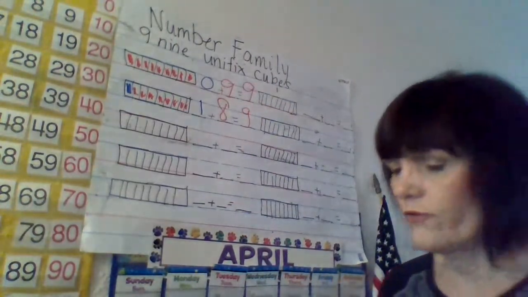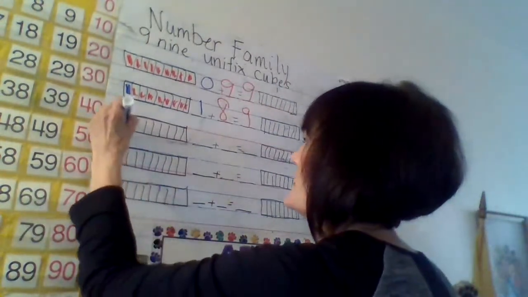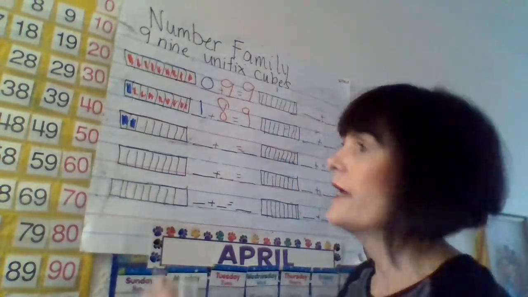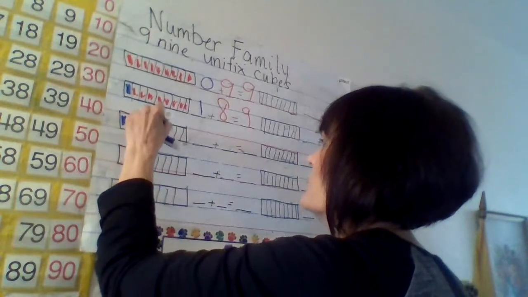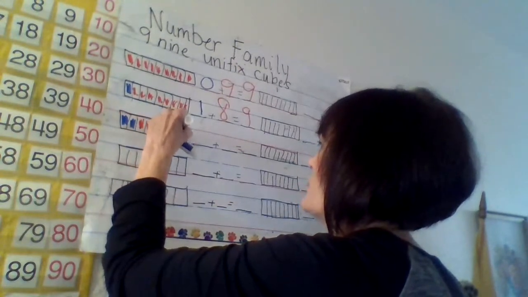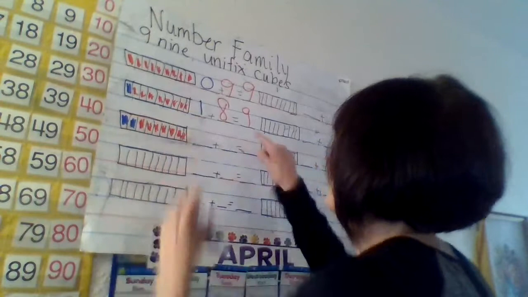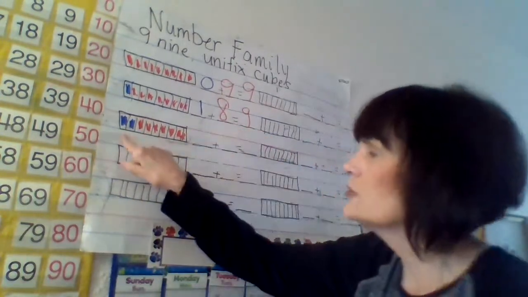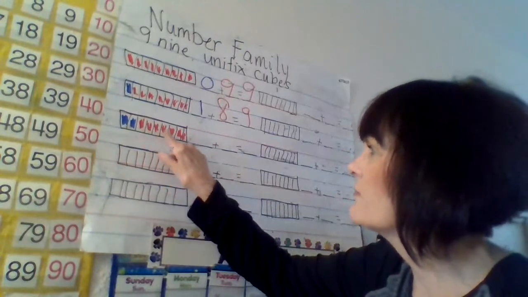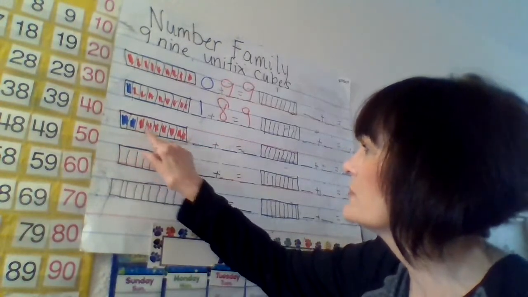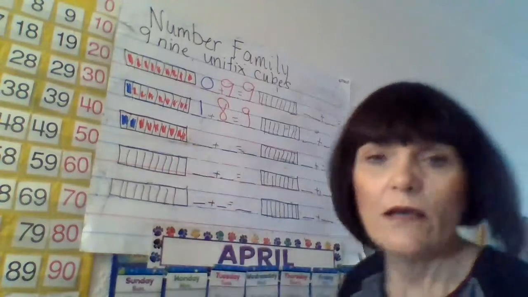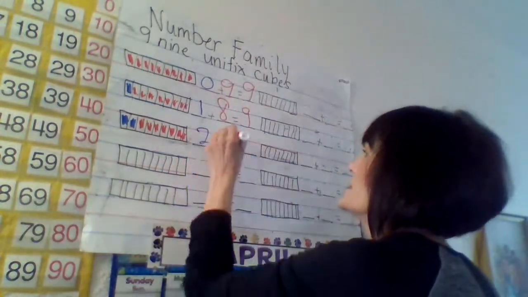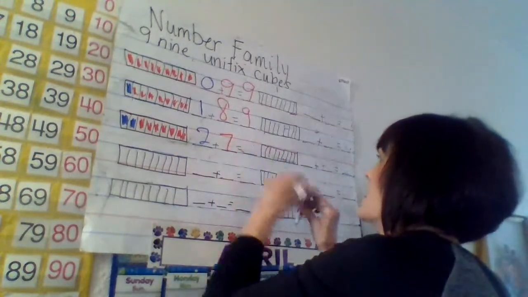Okay, so we know from the last time we did a number family, you need to add one more on the first side and then take away one more on this side. So there won't be so many red ones. There will be 7 red ones, I bet, and 2 blue ones. 2 blue, 1, 2, 3, 4, 5, 6, 7, 8, 9. Oh, that equals 9. So 2 blue and 7 red equal 9.